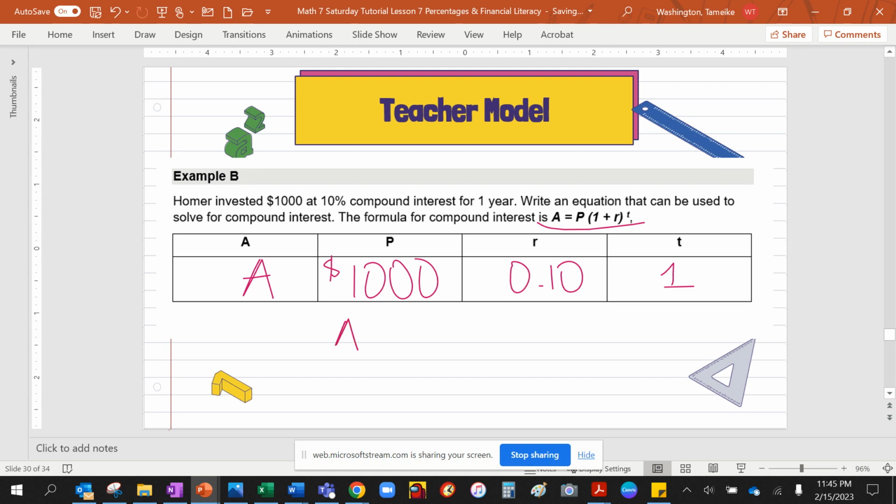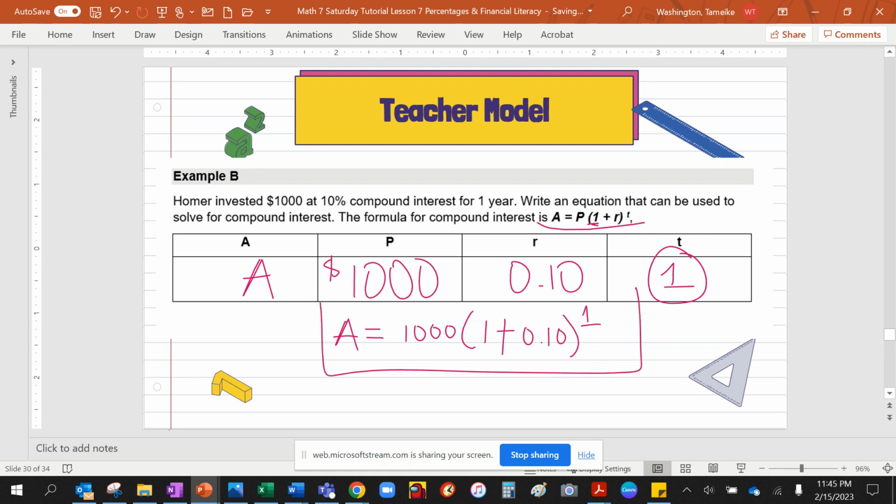So A equals 1,000 parentheses 1, which is the 1 in the formula, plus 0.10 to the power of 1, which is my time. That is my final answer.